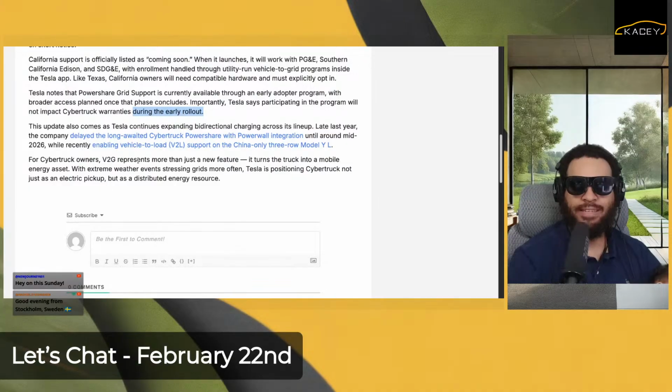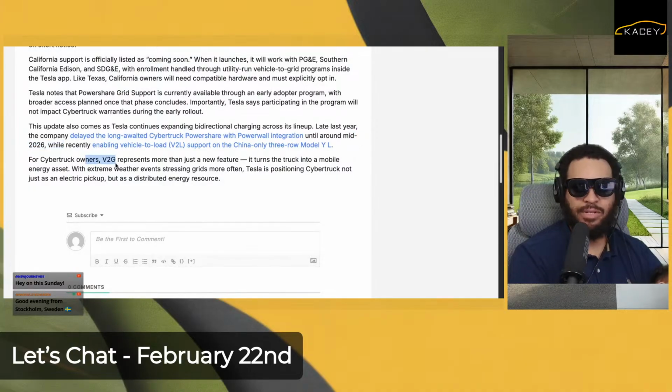Late last year, the company delayed the long-awaited Cybertruck PowerShare with Powerwall integration until around mid-26. We'll see. They've been promising it since launch. While recently enabling vehicle-to-load support on the China-only 3-row Model Y L, which folks have said uses the exact same charger as the others. So as long as there isn't any other one-way power equipment in there, they may enable it through software. Or it may be there and you'll have to buy a new car to get it.